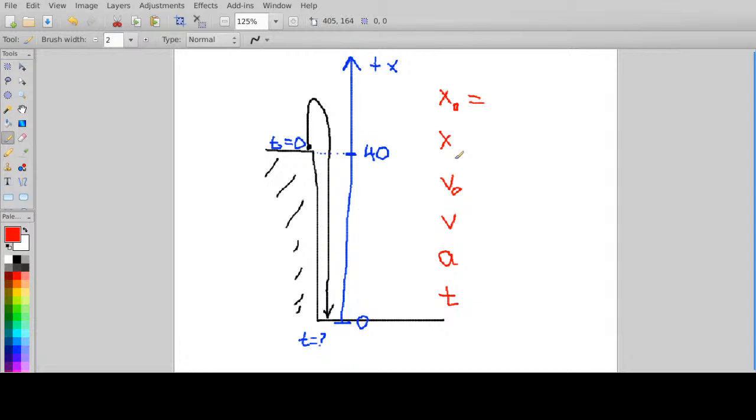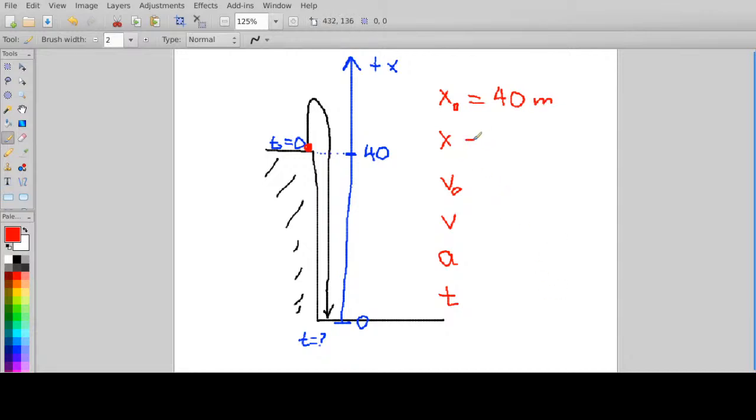Your initial position. Where are you initially? That's where you are at t equals 0. Well, you're up here. I mean the rock. The rock is right there. I'll mark it in red. Okay, and so if you were to read that off of the ruler, off the x-axis, you're at 40 meters. There's your initial position.